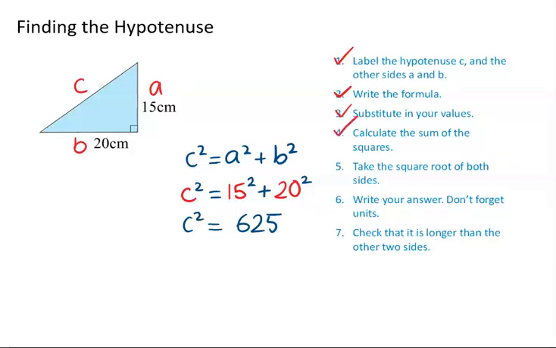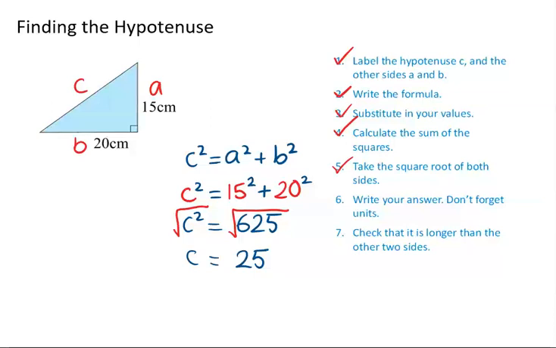And that takes us to step number 5, taking the square root of both sides. In our equation right now, we haven't found what C is, we've found what C squared is. If we want to know what C is, we have to take the square root to get rid of that squared. And if we do it to one side of our equation, we have to do it to the other side to keep it balanced. So on the left-hand side, our square root and our square undo or cancel each other, and we're left with C equals. Square root of 625 is 25. We can tick off step 5, we've taken the square root of both sides.